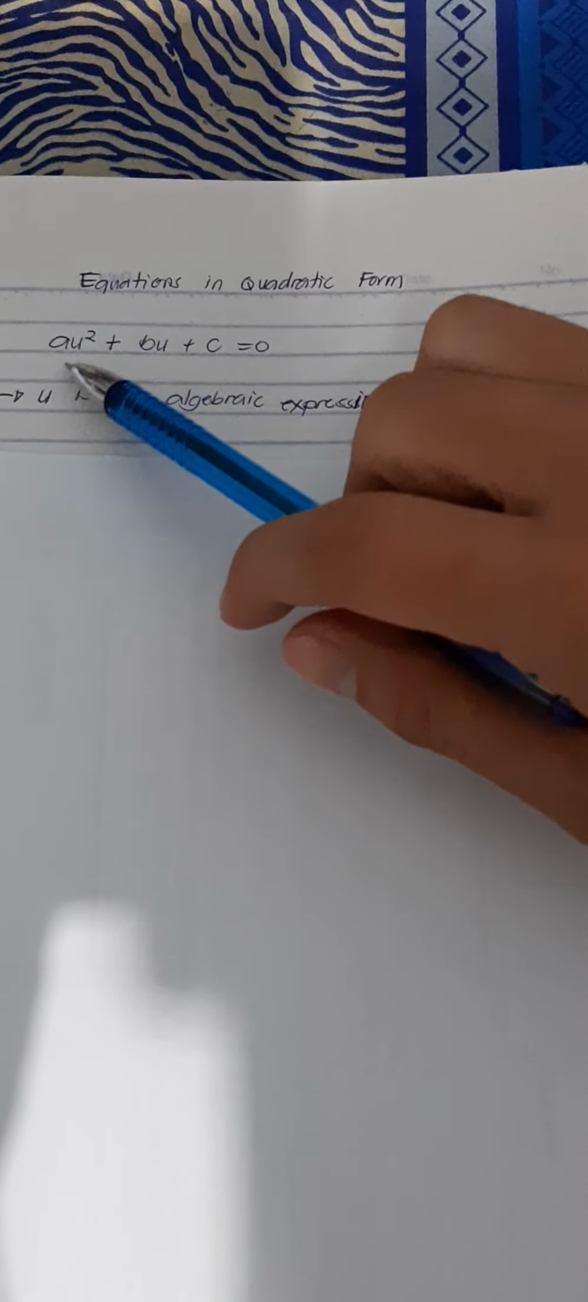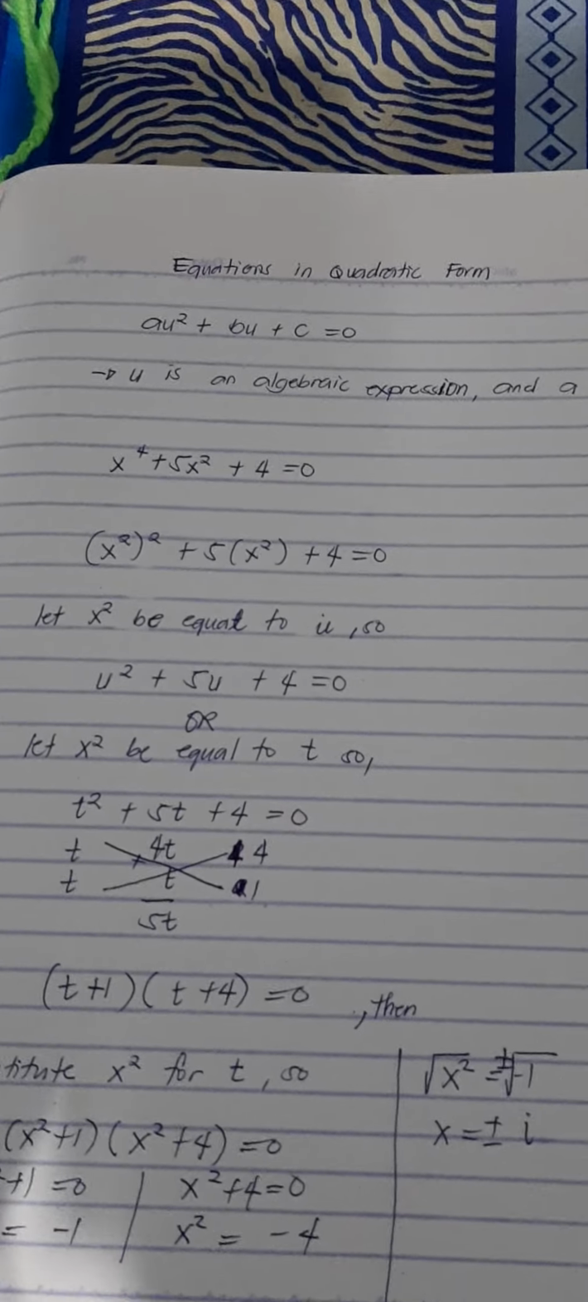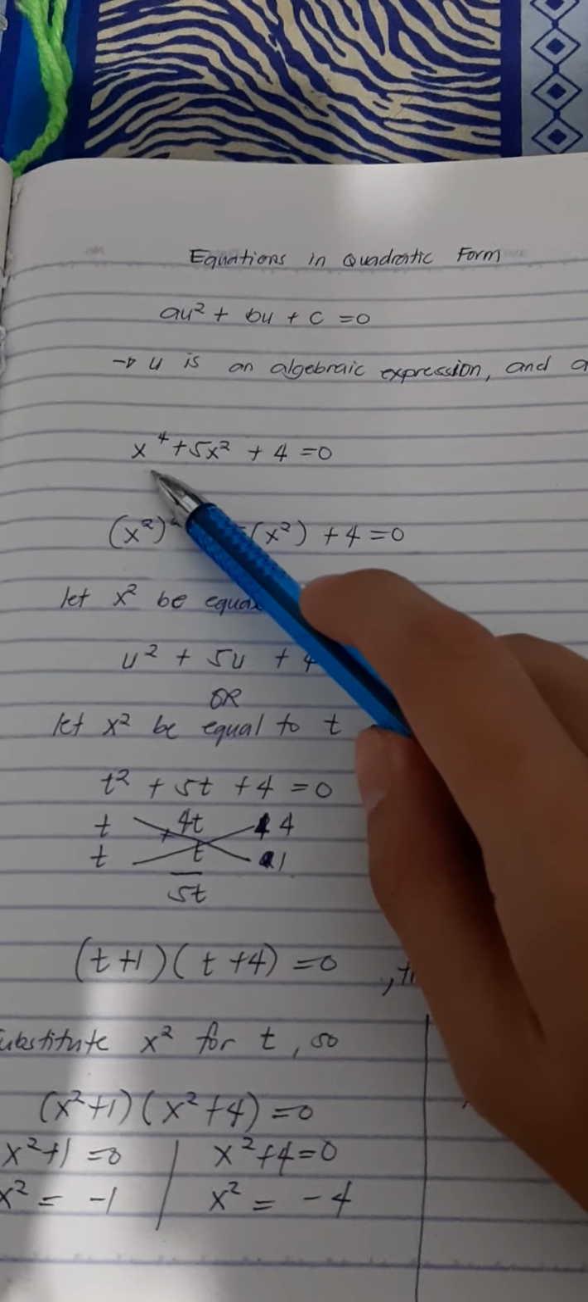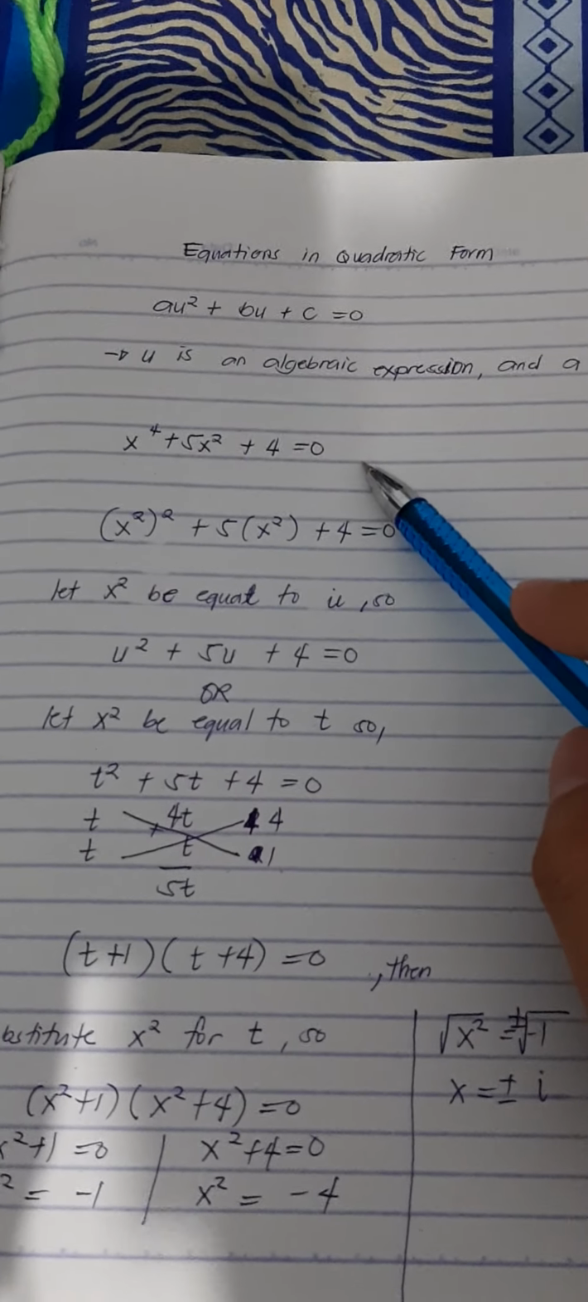Good morning, everyone. In this video, we will discuss equations in quadratic form, au squared plus bu plus c equals 0, where u is an algebraic expression and a is not equal to 0. So for example, we have it here. For example number 1, we have x raised to 4 plus 5x squared plus 4 equals 0.